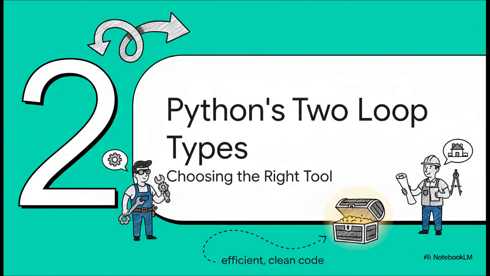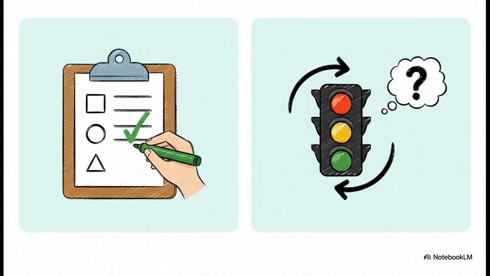Now in Python, you've got two main tools for this job. You can think of them like two different kinds of specialists. And knowing which one to pick for the situation, well, that's the key to writing really clean and efficient code. Okay, so on one hand, we have the for loop. This thing is perfect when you have a collection of items, like a list of names or a range of numbers, and you want to do something to each and every one. It knows exactly how many times it's going to run from the start. It's just like going through a checklist.